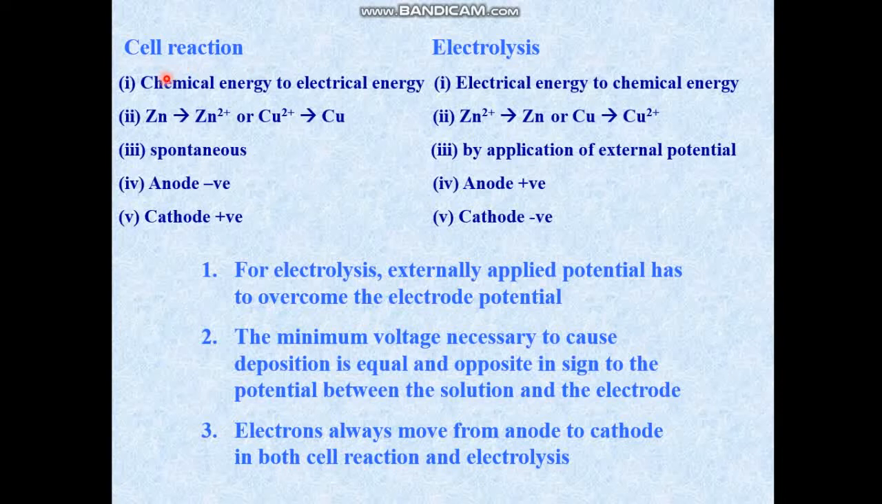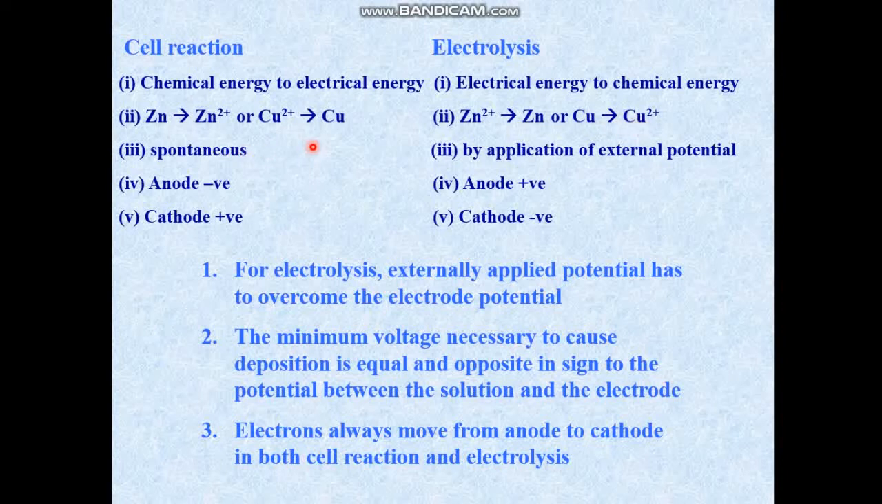So in the first point, this thing is mentioned: chemical energy to electrical energy, and here electrical energy to chemical energy. Look at the cell reactions. Here zinc becomes zinc 2 plus and copper 2 plus becomes copper. On the other hand, during electrolysis, zinc 2 plus becomes zinc and copper becomes copper 2 plus. That means the reverse reaction takes place.